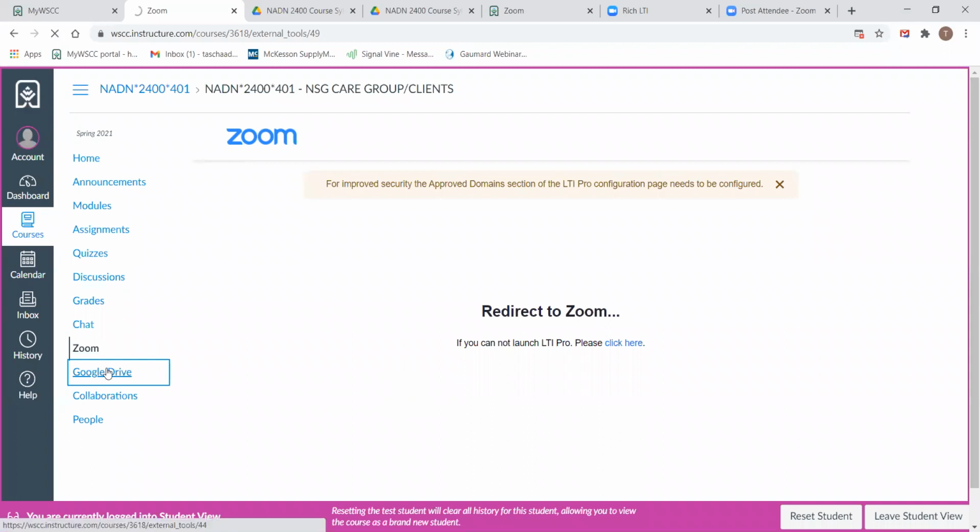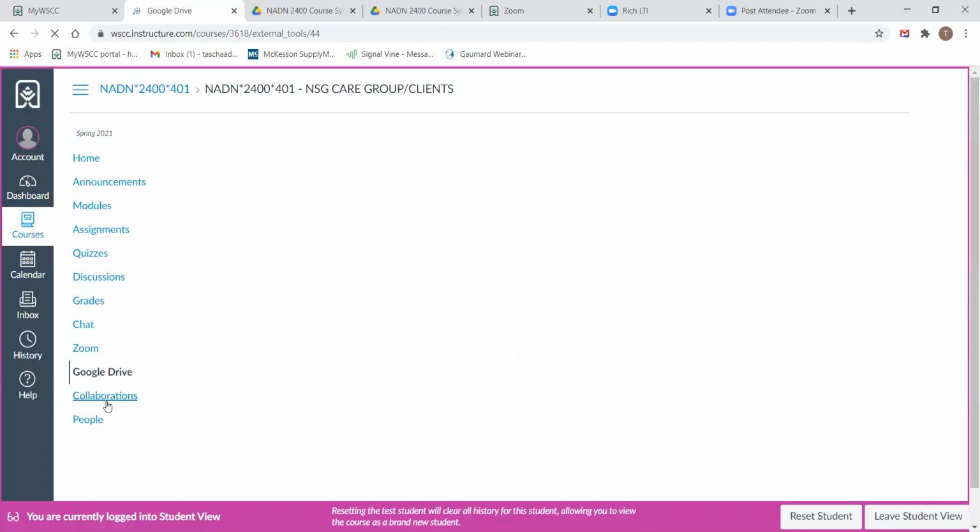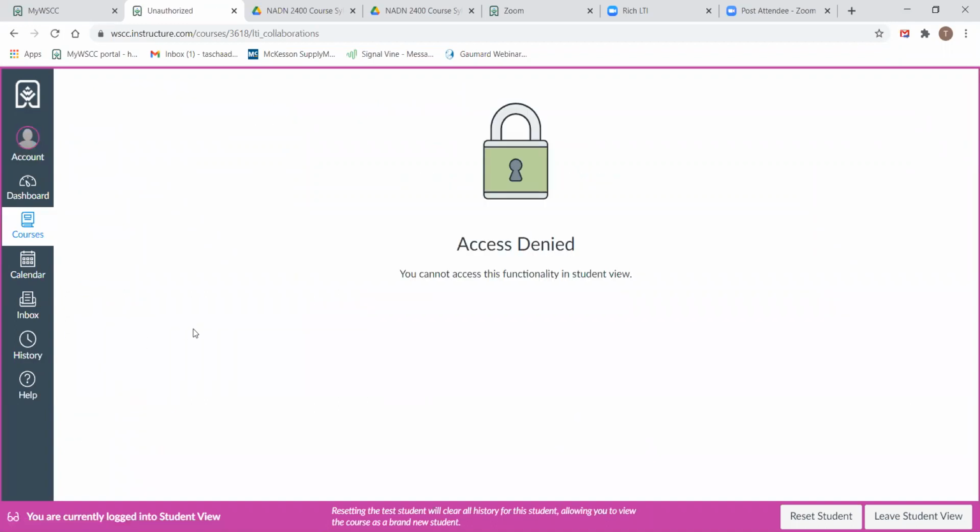Google Drive. If I have anything to share, I'll put it in there. Okay. Collaborations, which I don't have any of that. Okay, and that's pretty much it. The last was people, so it's how to get in contact with people.